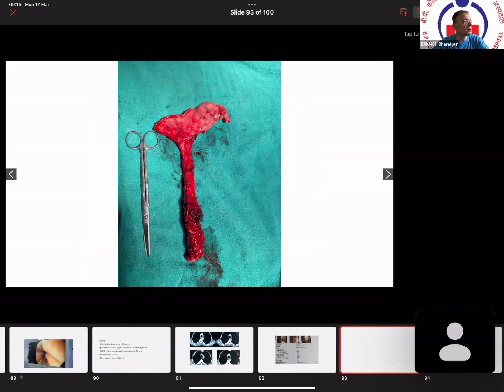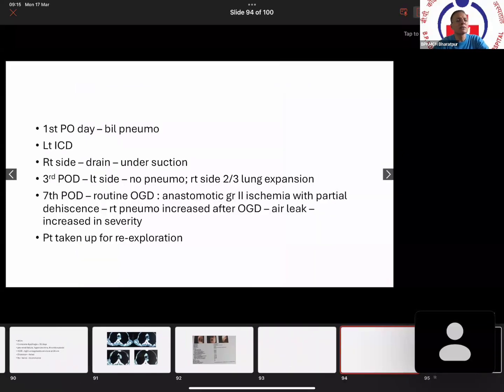We did the VATS esophagectomy. All the tumor with the artery resection was done. A good specimen was obtained. Now, on the first post-op day, the patient had bilateral pneumothorax. This patient actually had, during the surgery, too many blebs and bulla in the upper lobe. So we suspected maybe the bulla had ruptured.